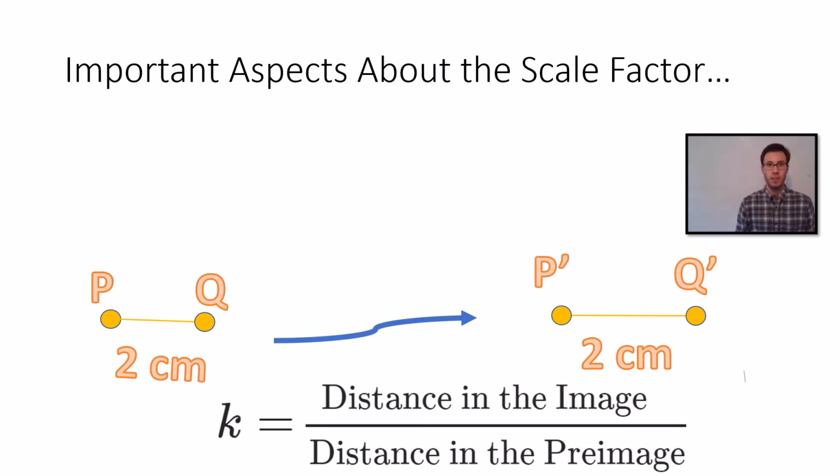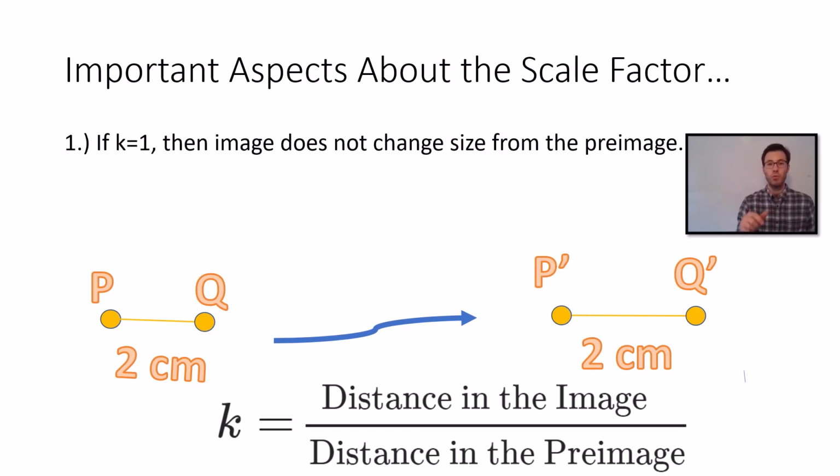All right, so let's talk about some other important aspects about the scale factor. Let's say we have the situation where K is 1. This means that the image did not change size. So this is an example where the distance from P to Q is 2 centimeters. The scale factor would be 1. And we notice that it did not change size at all. So the distance from P prime to Q prime is also 2 centimeters. So it did not change size.